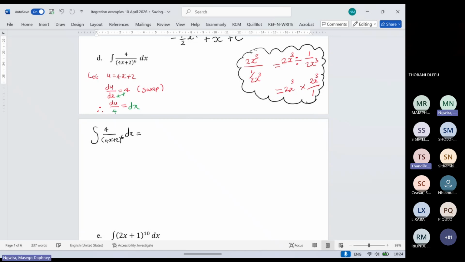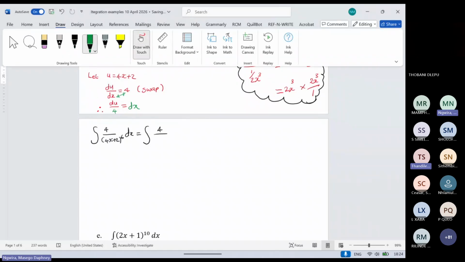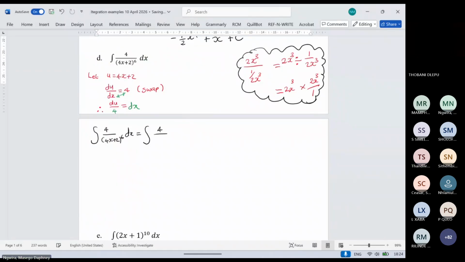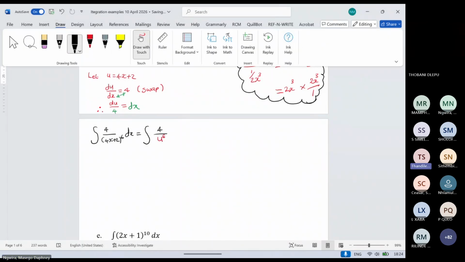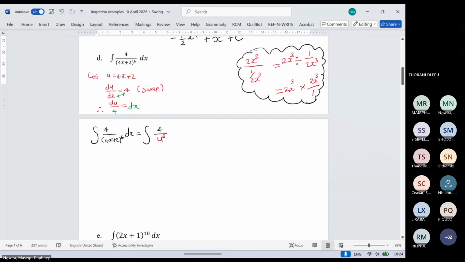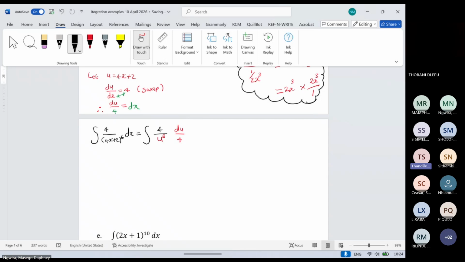dx. Okay. And then we're going to rewrite this formula, but instead of 4x plus 2, we're going to put u. So we have u to the power of 6, right? And in the place of dx, we're going to put du over 4.